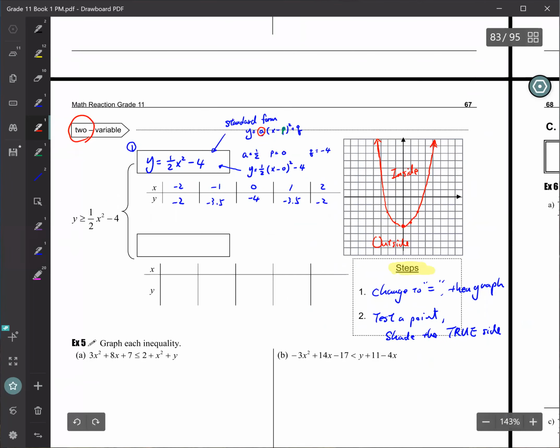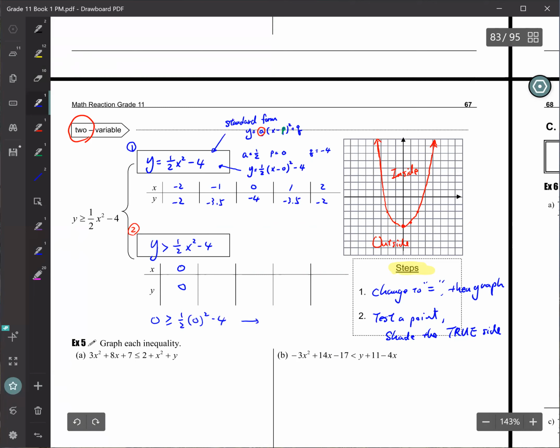Now for the inequality part. Step 2, we need to do the testing. You can pick any point to do the testing. If one point is true, every point in that area will be true. So usually we just pick 0, 0. So we'll test 0, 0. We plug it into the question: 0 greater than or equal to half x squared minus 4, with x equal to 0.